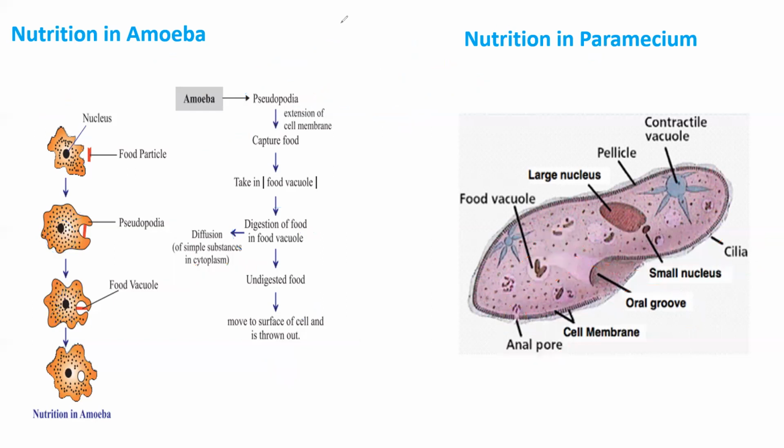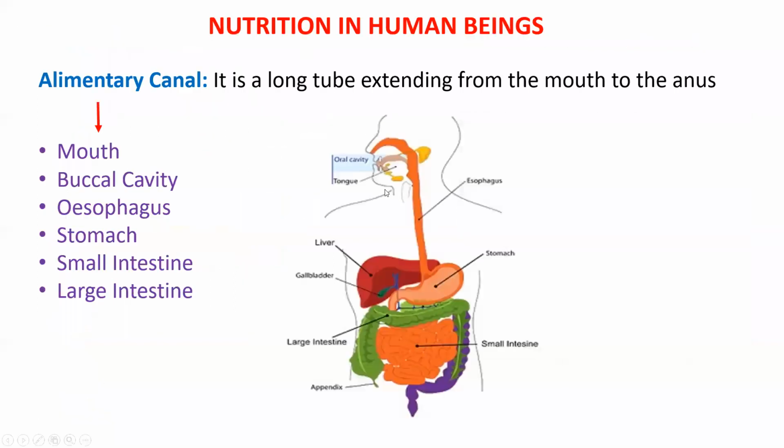Okay, let's move to the human being. How does nutrition in human beings take place? Let's see. Nutrition in human beings, as you know, every day we are taking food and it is getting digested and we are getting the energy. Without food, we cannot get energy. Then there is no energy, we cannot do any work. So what is the main importance of nutrition? To get the energy for different works.